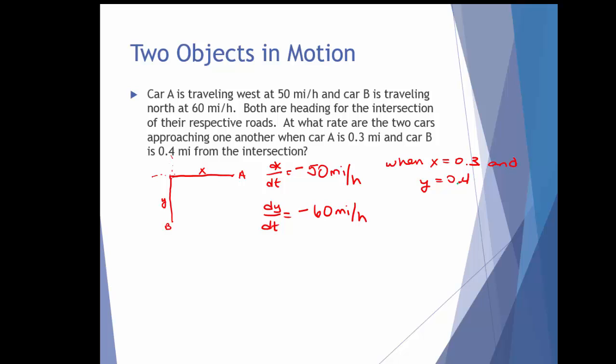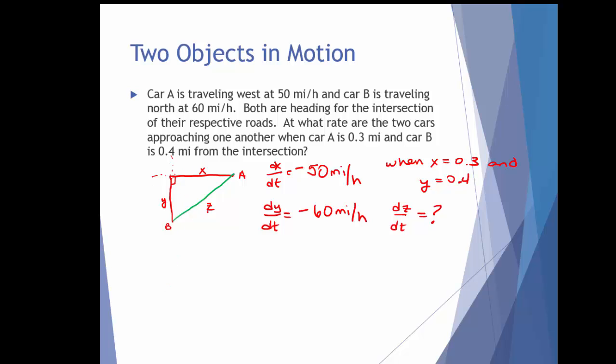Well, what's the shortest distance between two objects? It's a straight line. So you're looking for, here's the distance from A to B. What you're looking for is how quickly is that distance changing when x is 0.3 and y is 0.4. So let me go ahead and call that distance something. I'll call it z. Okay? So in other words, what I am looking for is how that distance is changing. What dz/dt is going to be equal to. Okay? So then we need a relationship between x, y, and z.